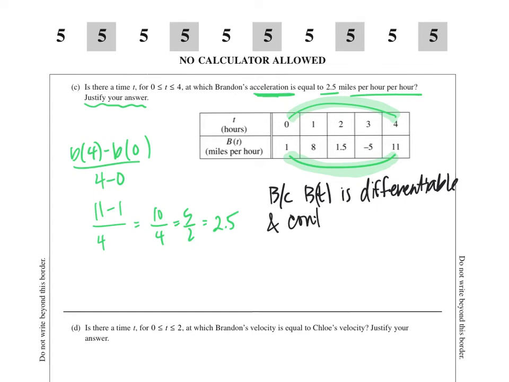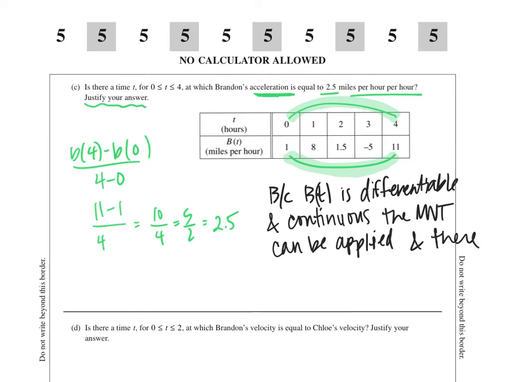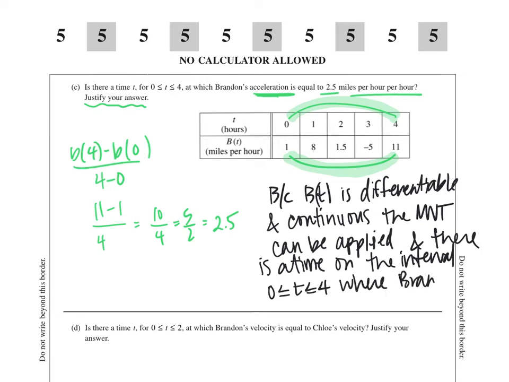So my justification is going to say, because b of t is differentiable and continuous, and I know that sounds a little redundant, but that's okay, the mean value theorem can be applied, and there is a time on the interval 0 to 4 where Brandon's acceleration equals 2.5 miles per hour per hour.